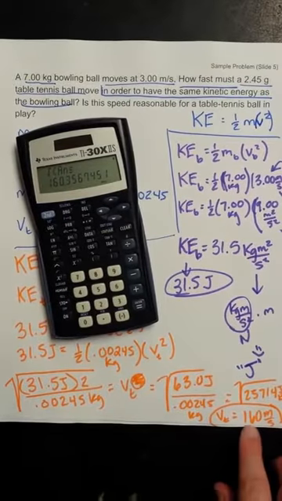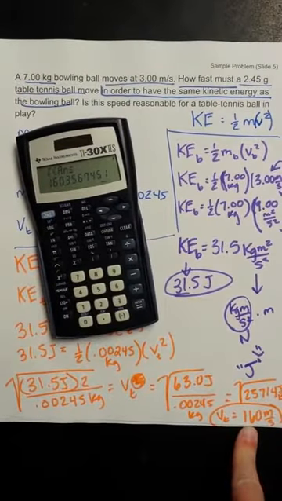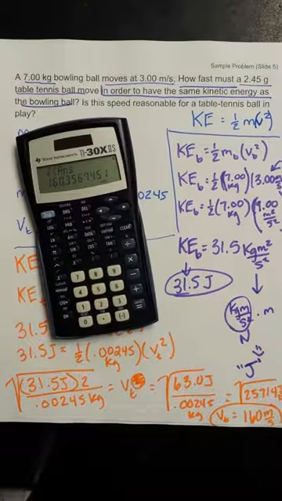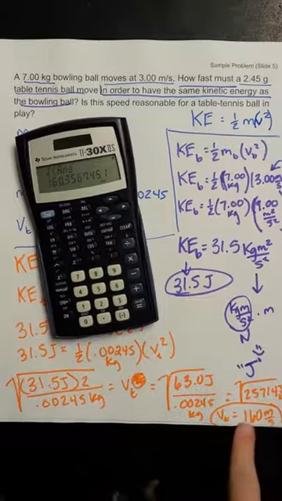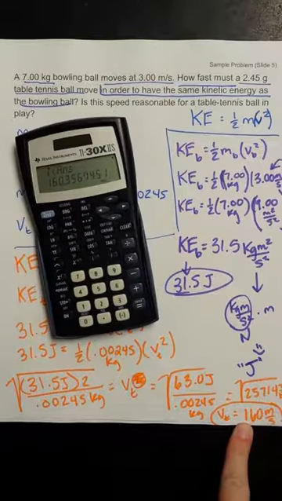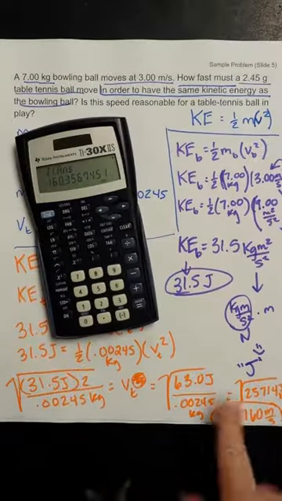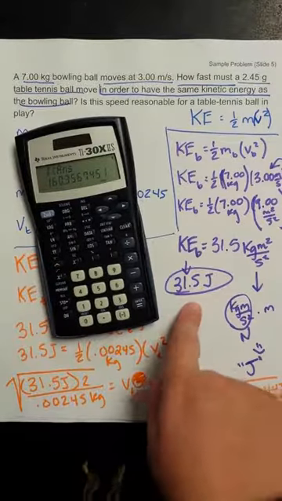And 160 meters per second is an absolutely crazy speed for a tennis ball or a table tennis ball when you're playing ping pong. So this is probably not ever going to happen. A ping pong ball probably will never have the same kinetic energy as a bowling ball moving at this speed.